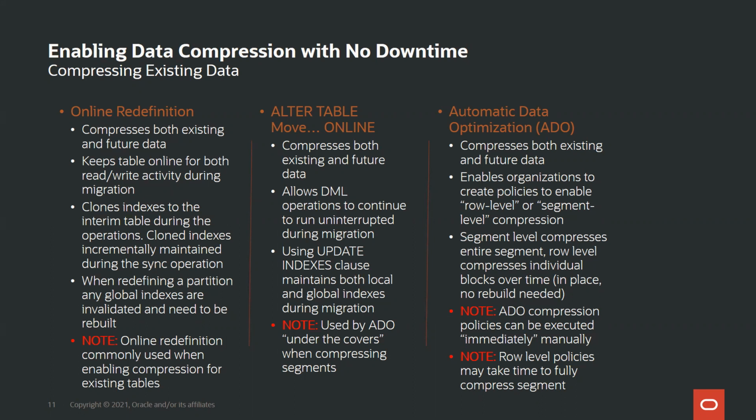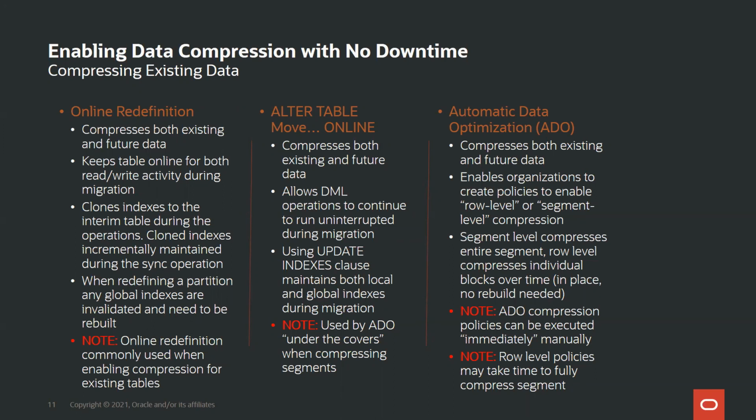So typically when you enable compression for an existing table, you're compressing the entire table at one time. And it's also true of alter table move with the online keyword. So you do an alter table move online. This again allows you to compress the entire table while it's still being accessed, and it allows you to compress the entire segment at one time. So again, both of these are designed to enable compression for existing tables while still allowing access to those tables.